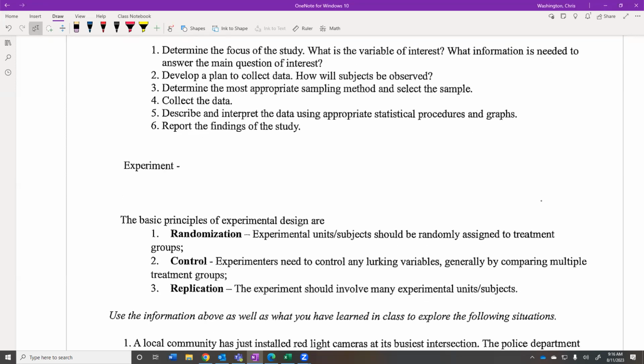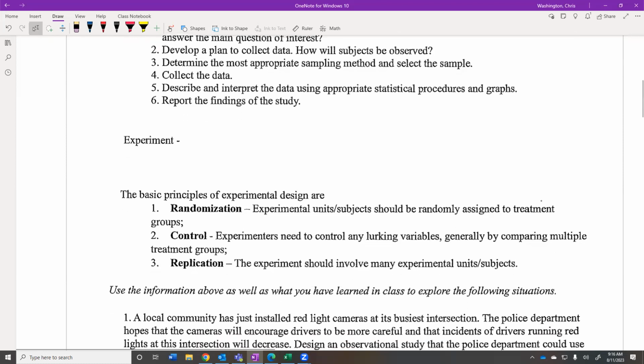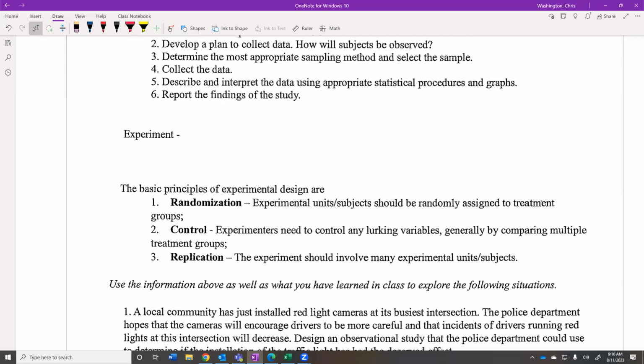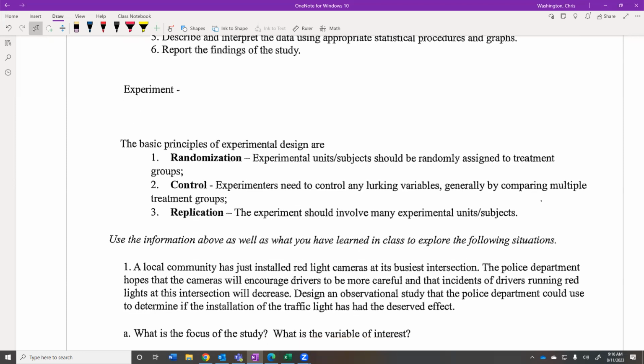Determine the most appropriate sampling method and select the sample. We can't do the entire population of soda drinkers. How many people drink soda? A lot. Are you going to be able to ask everybody that drinks soda if they've gained weight? No, you're not. So you're going to have to develop a sample, like a random, systematic, or stratified sample, the ones we talked about yesterday and earlier today. Then you collect the data, describe and interpret it using appropriate statistical procedures and graphs, and report the findings of the study.